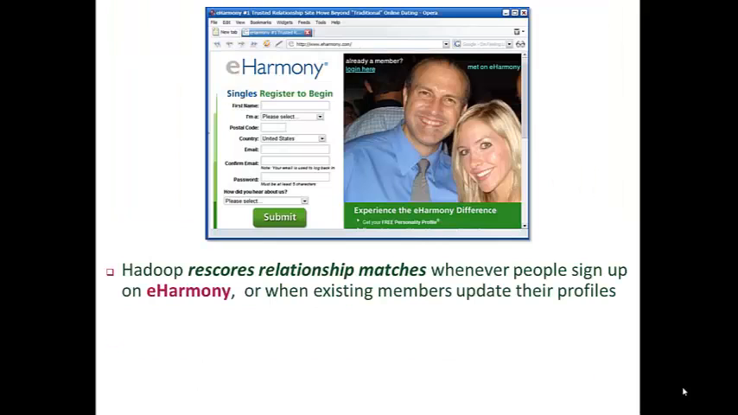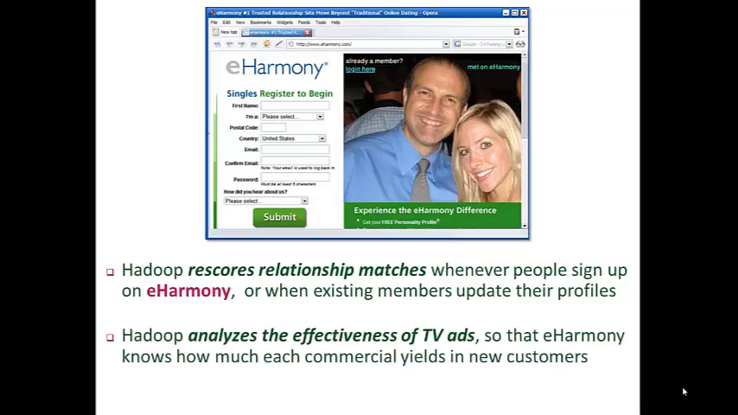eHarmony uses Hadoop to rescore relationship matches whenever people sign up or when existing members update their profiles. Hadoop analyzes the effectiveness of TV ads so that eHarmony knows how much each commercial yields in new customers.